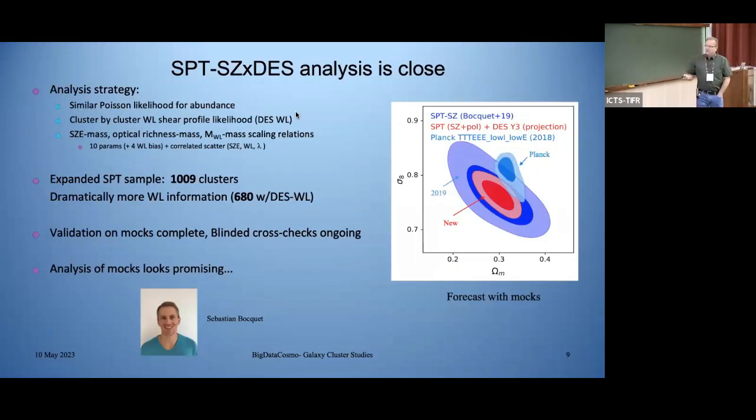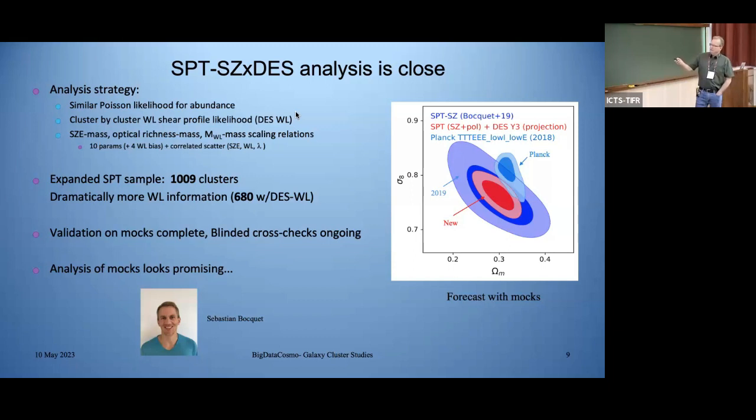Okay, so a quick comment about Sebastian's upcoming work. We have an SPT-SZ cross DES analysis. Instead of 34 weak lensing mass constraints, in this case with DES, we have weak lensing mass constraints on 680 clusters. And the SPT sample has been expanded to be about a factor of 3 larger. Validation on mocks is complete. Blinded cross-checks are ongoing. Looks promising. Sebastian hopes to unveil these results at a conference in June.